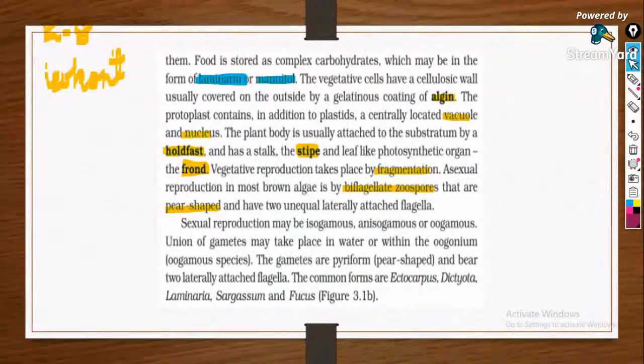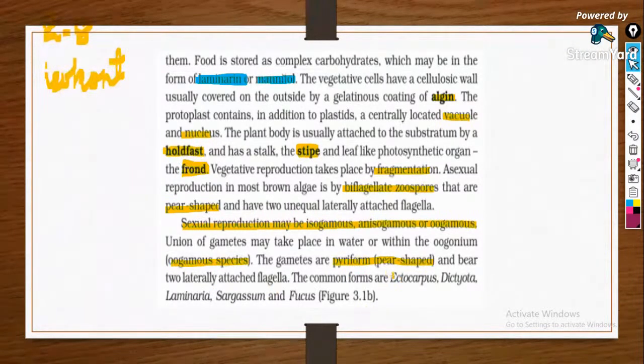The stipe is also known as the stalk. It contains an air bladder that helps in buoyancy. Sexual reproduction is by means of isogamous, anisogamous, or oogamous. Union of gametes takes place within the water or within the oogonium, in the oogamous species. The gametes are pyriform, or pear-shaped, and bear two laterally attached flagella.